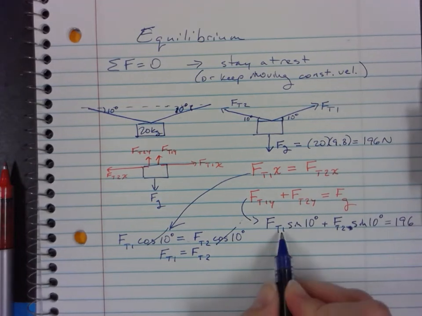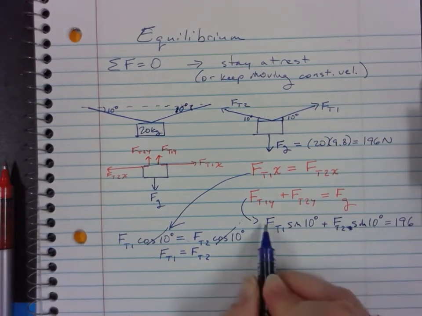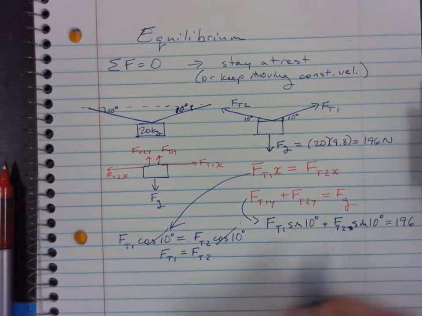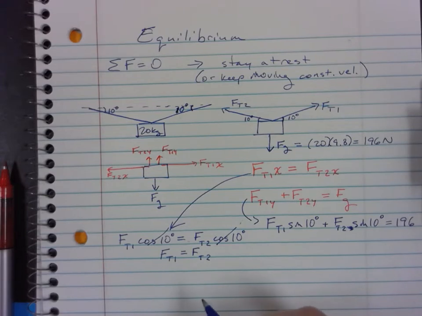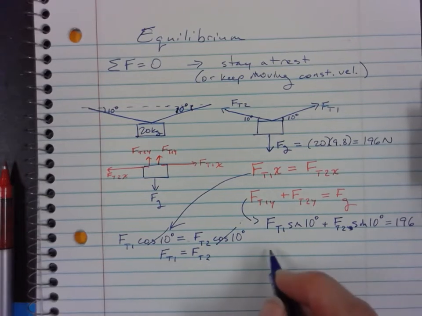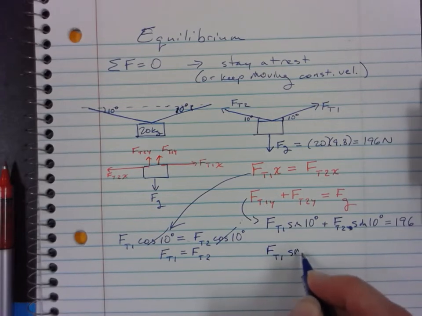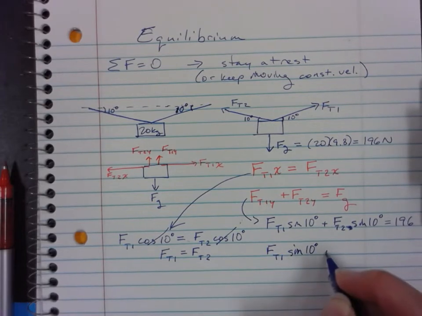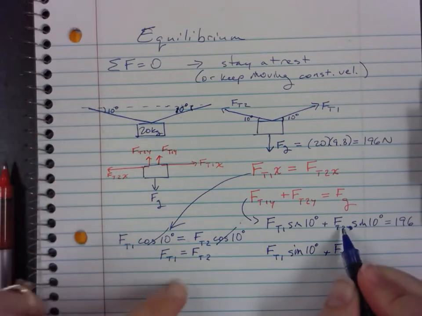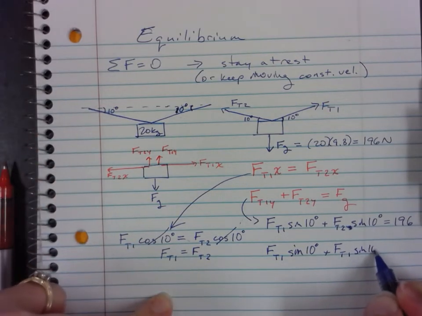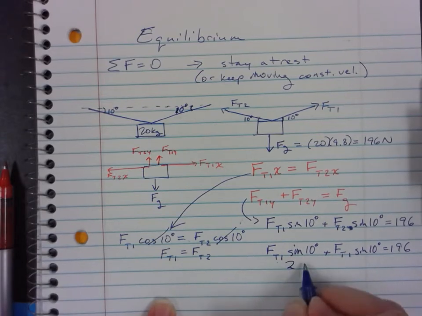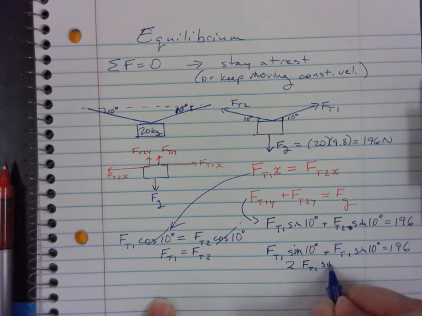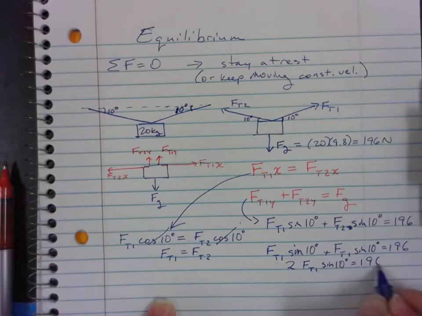Now here's the important next step. I couldn't solve this because I have two unknowns, except it turns out they're equal to each other. So Ft1 and Ft2 are the same. So I'm going to get rid of Ft2 by replacing it with Ft1. Ft1 sine 10 degrees plus Ft1 sine 10 degrees, because they're equal, equals 196. And then I can combine these. 2 times Ft1 sine 10 degrees equals 196.